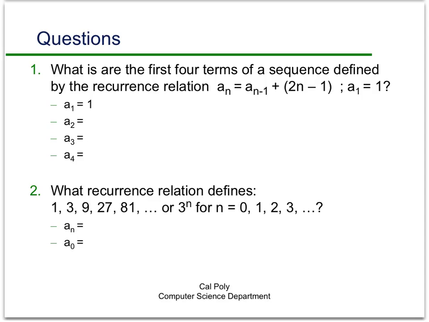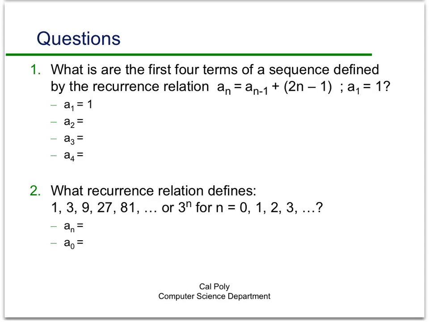You can also go the other way. Given a sequence, in this case 1, 3, 9, 27, 81, or 3 to the n, how would you define that as a recurrence relation? In other words, how would you define a sub n in terms of the terms that come before it, and then how would you start it up? Pause the video for a couple minutes, try to solve those problems, and then come back.